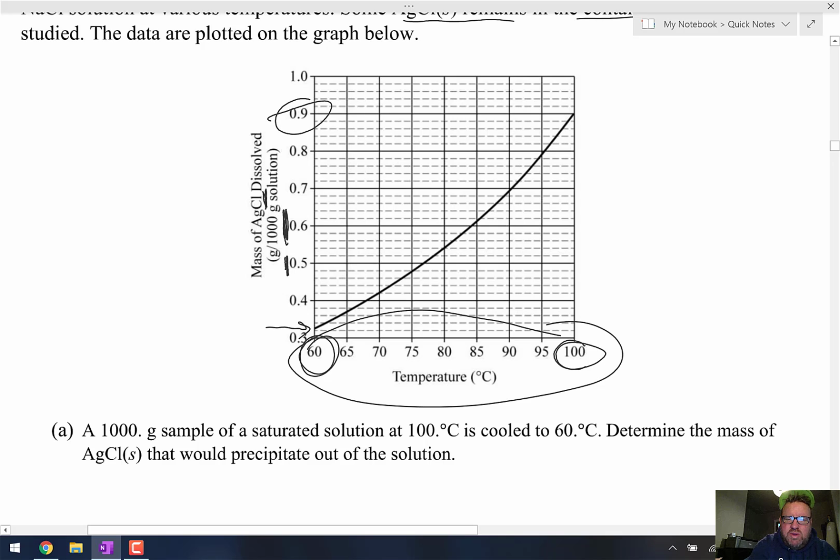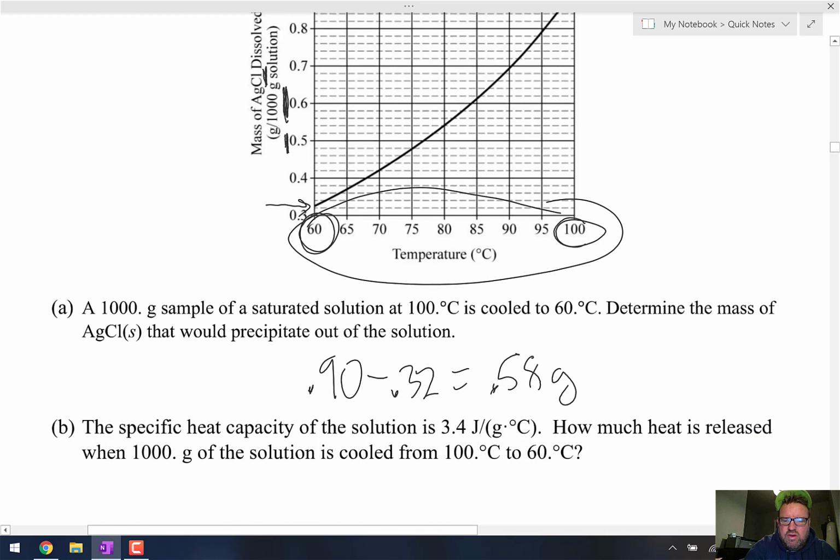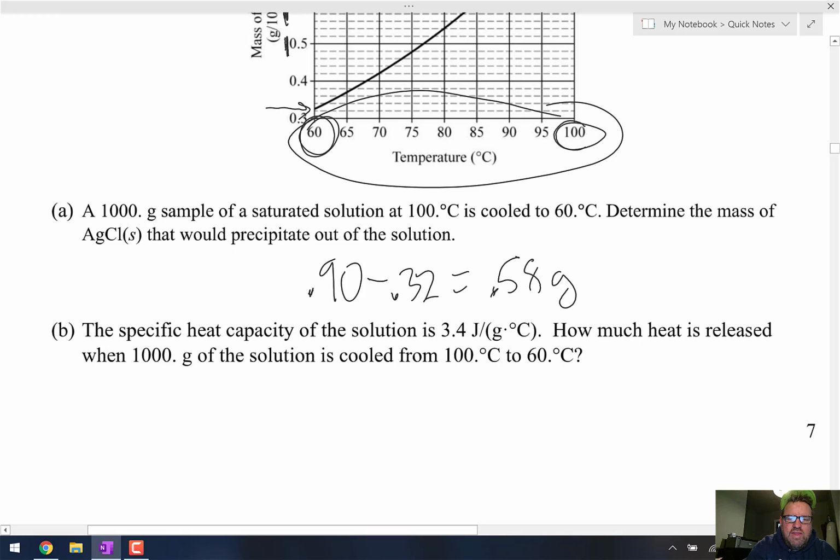Okay, so how much would precipitate out of the solution at that time? Well, you'd go from 0.90 dissolved in the 1,000 grams down to 0.32. So you subtract those two. 0.90 minus 0.32 equals 0.58 grams would be the correct response there. And then part B, the specific heat capacity of the solution is 3.4. How much heat is released? So that's Q. Q is equal to when 1,000 grams of the solution is cooled from 100 to 60.